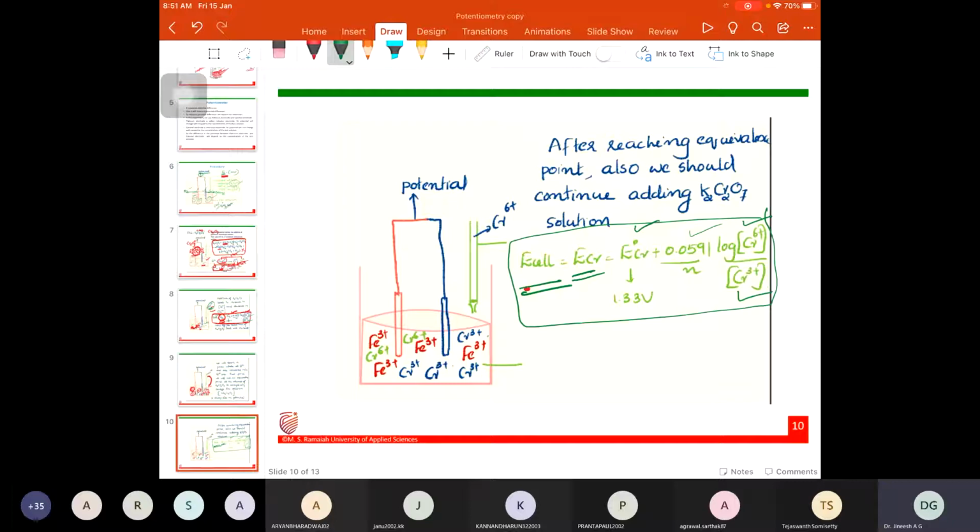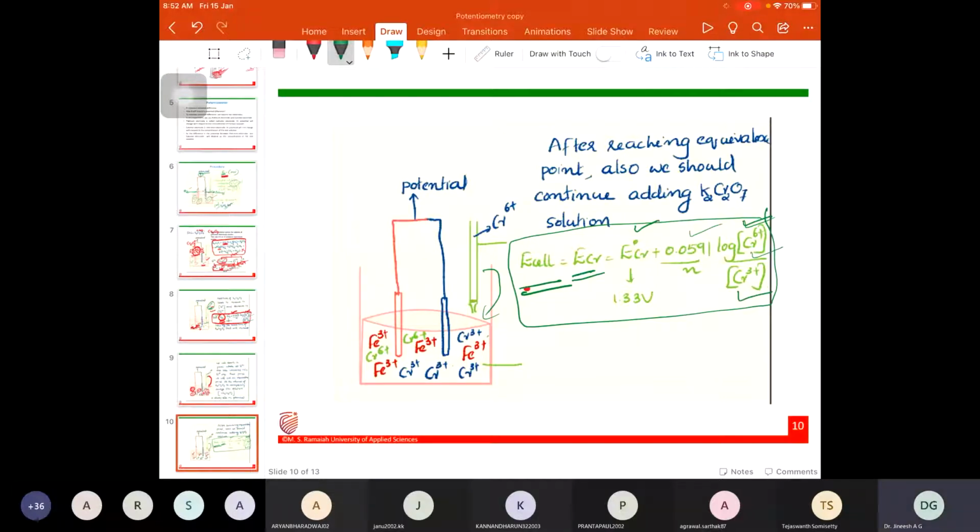I keep on adding potassium dichromate. If I keep on adding potassium dichromate, which chromium ion concentration will increase? Cr6 plus, because that Cr6 plus you keep on adding is not going to react, which means you are increasing the concentration of Cr6 plus. So the numerator increases, right?